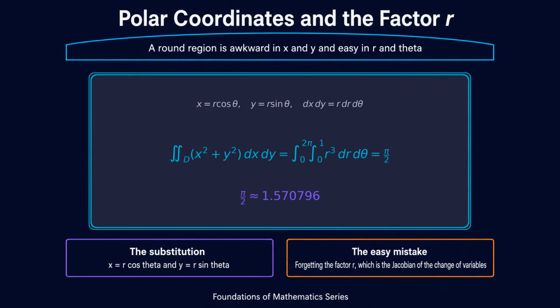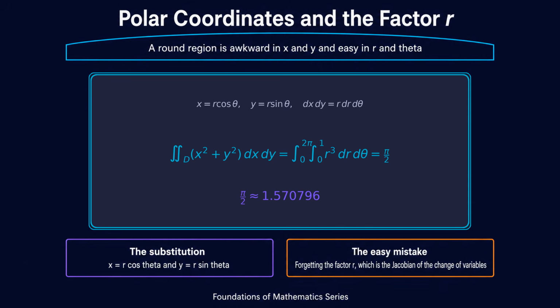Rectangular regions are easy. Round regions are not, because the limits of the inner integral start depending on the outer variable. The cure is to change coordinates. Write x as r cosine theta and y as r sine theta, and a disk becomes a rectangle in the new variables, with r running from 0 to the radius and theta running from 0 to 2 pi. But you cannot simply swap the symbols. The area element transforms as well. Dx dy becomes r dr d theta, and that extra factor of r is the Jacobian. Forgetting it is the classic error.